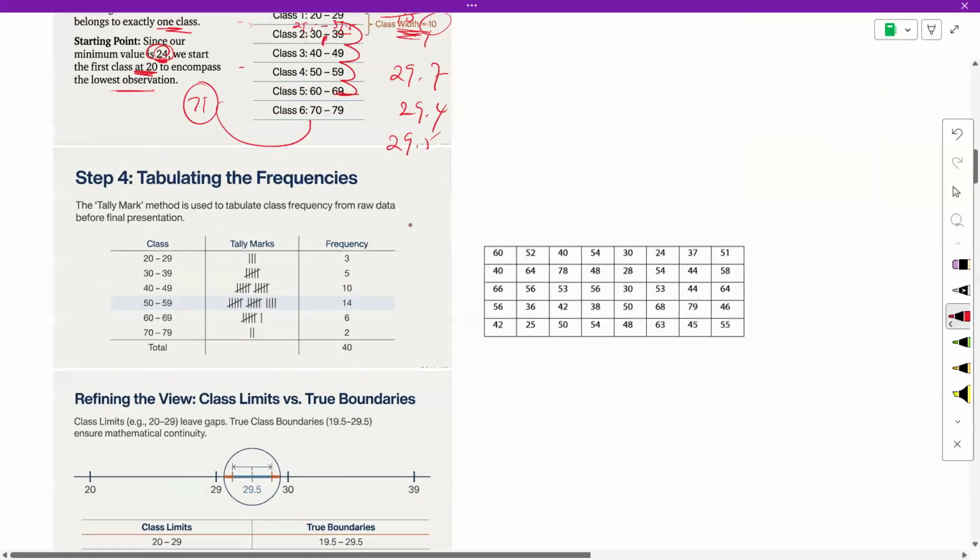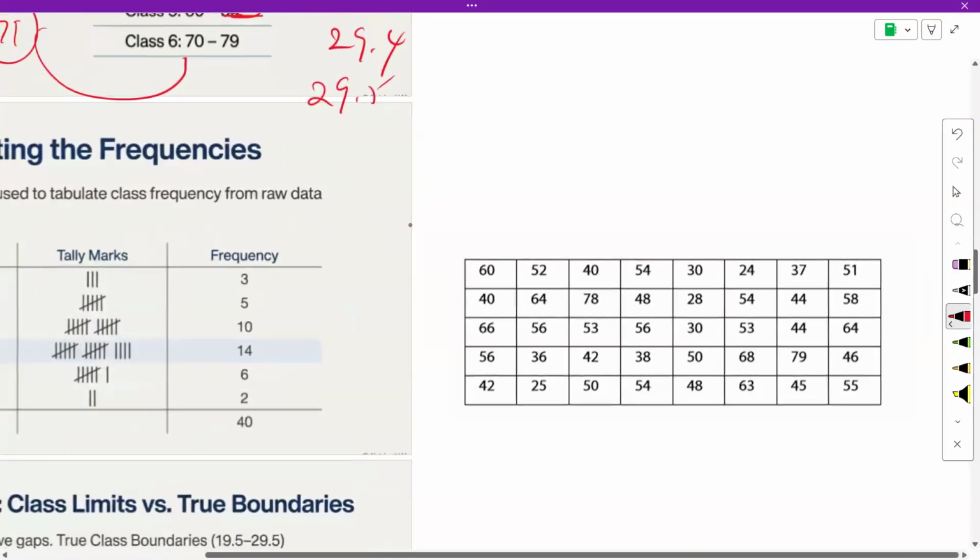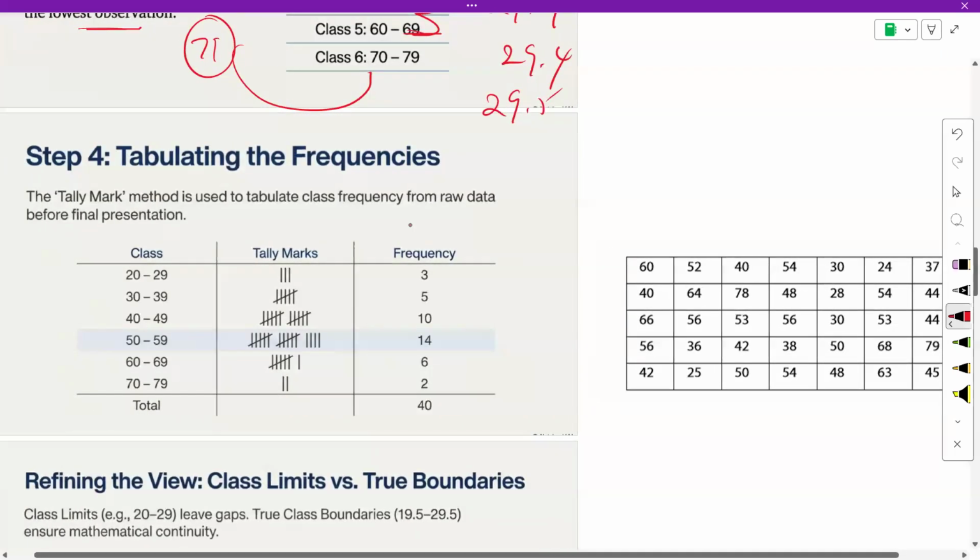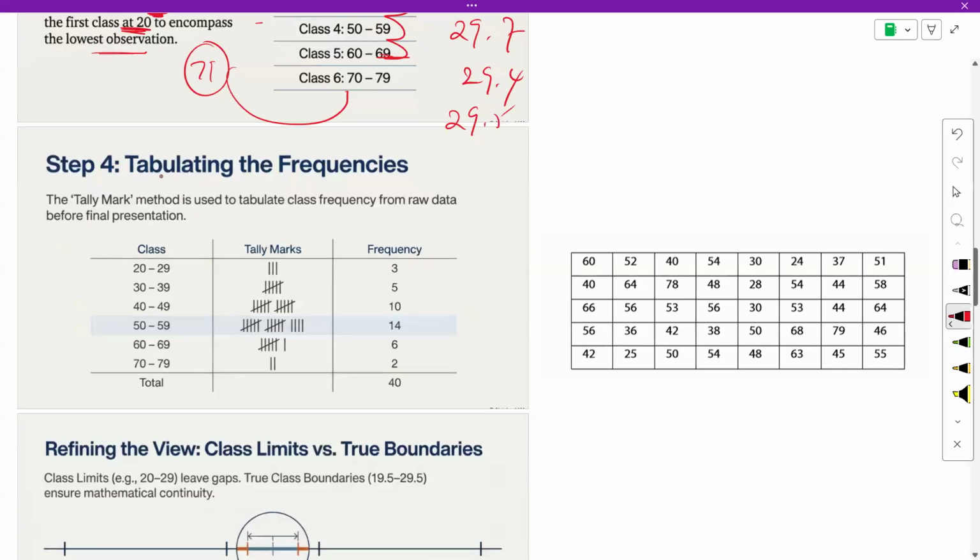Now, based on the data set, so this is the data set, we have defined the classes. Tabulating the frequencies: the tally mark method, as we discussed in the previous classes, is used to tabulate the class frequency from raw data. In this data set, we take 20 to 29 here, and accordingly we divide the classes. We form the classes. There are 6 classes.